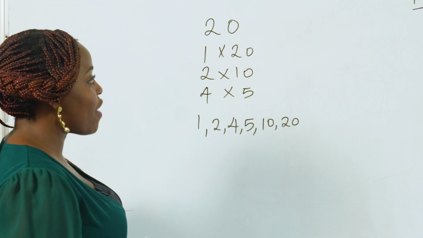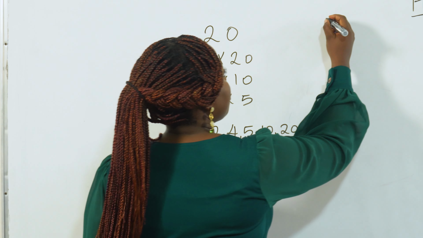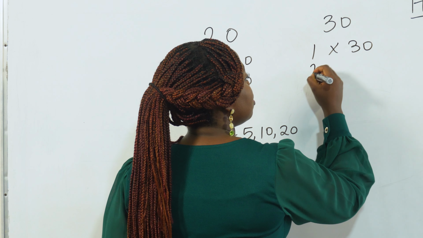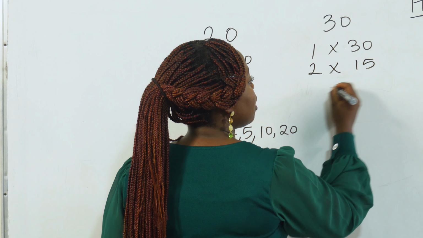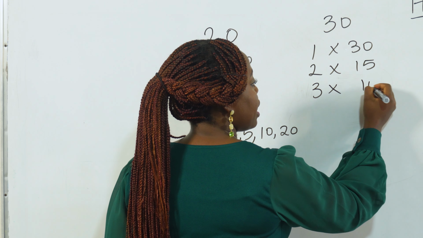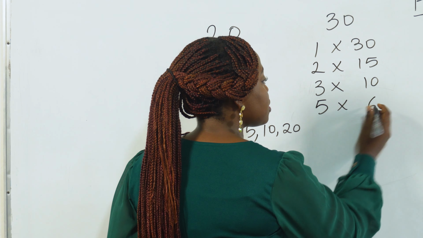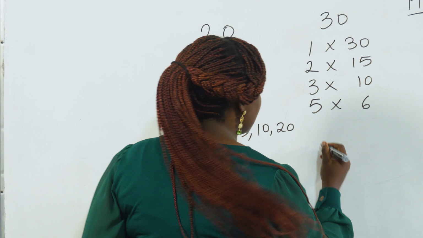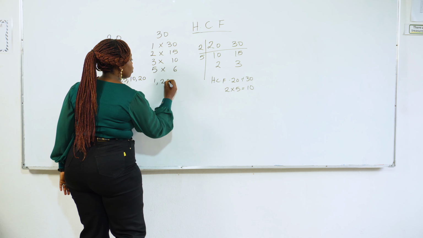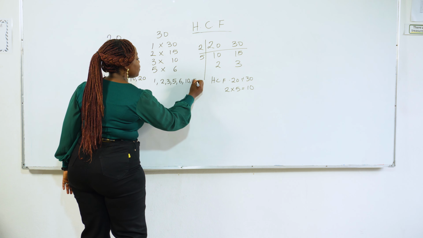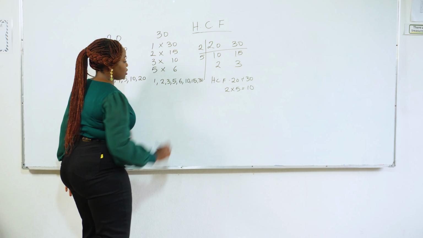Now let's list the factors for 30. 30 is 1 times 30, 2 times 15, 3 times 10. 4 is not going to go in there, but 5 times 6. So the factors for 30 are 1, 2, 3, 5, 6, 10, 15, and 30.